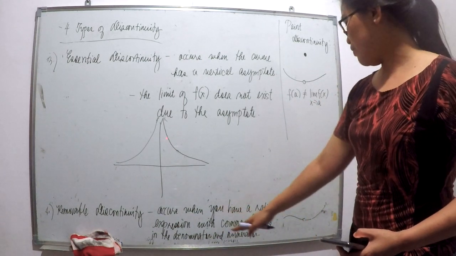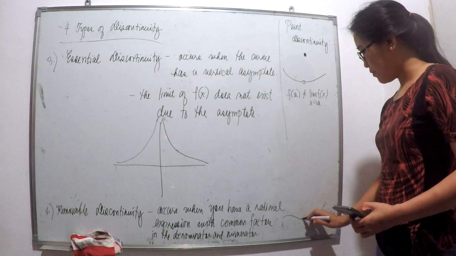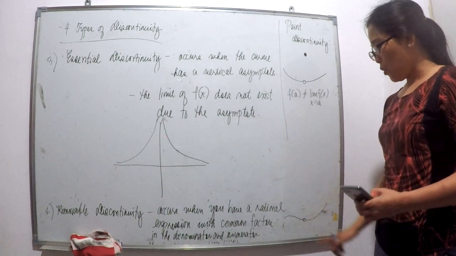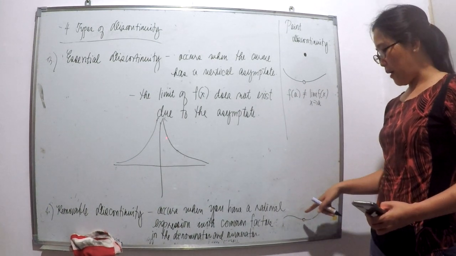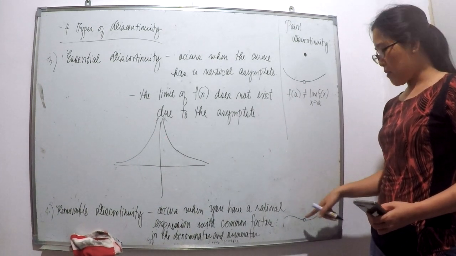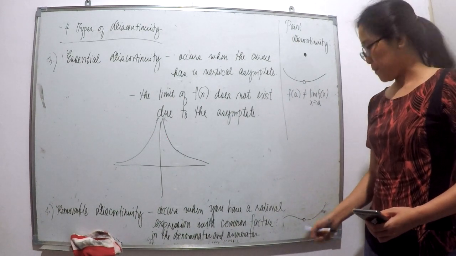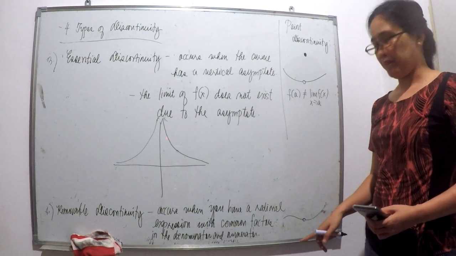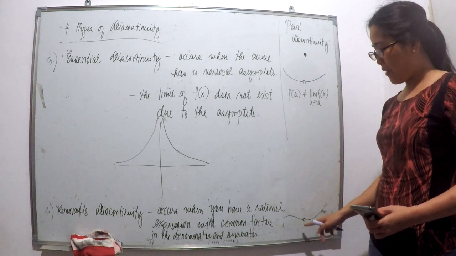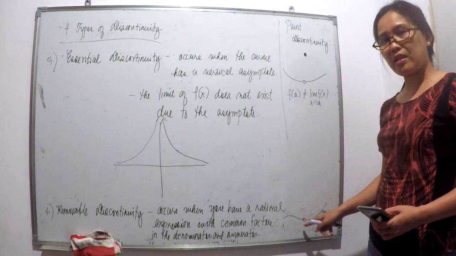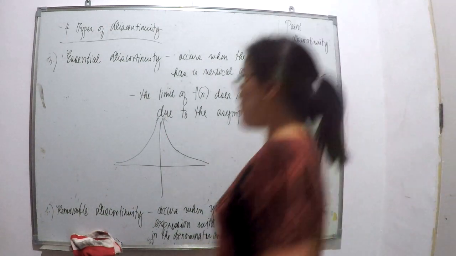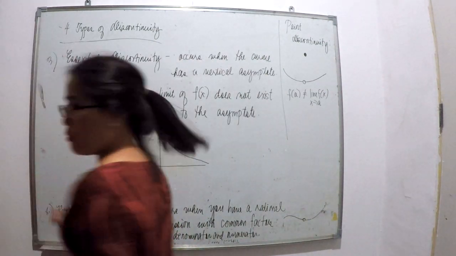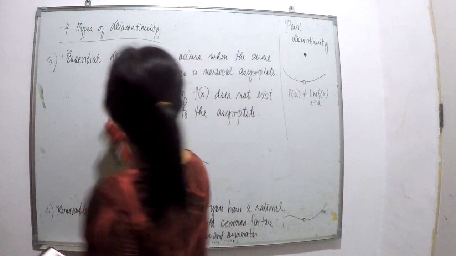Well, this is the removable discontinuity. We can remove the discontinuity because the limit exists, and that limit can be used to redefine the function. Okay? So if we can redefine the function using the limit, then the type of discontinuity is removable discontinuity. So for an example of a removable discontinuity, okay, examples.